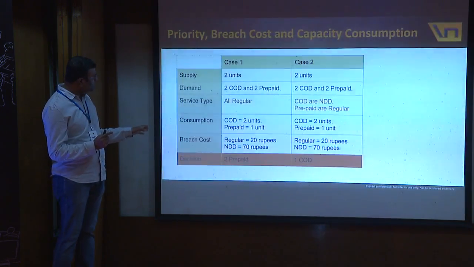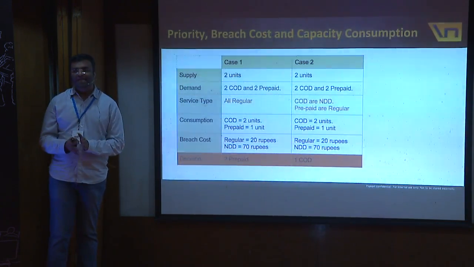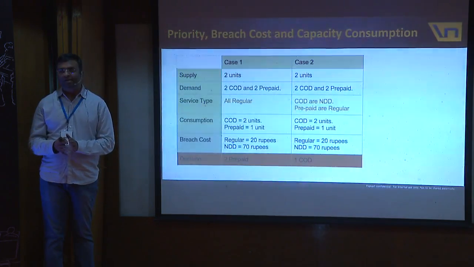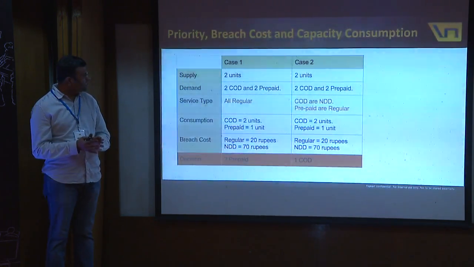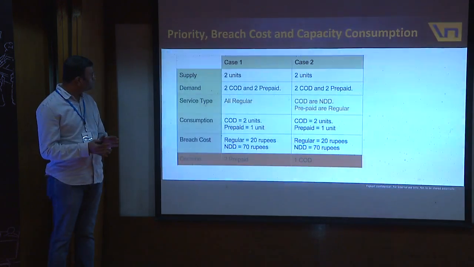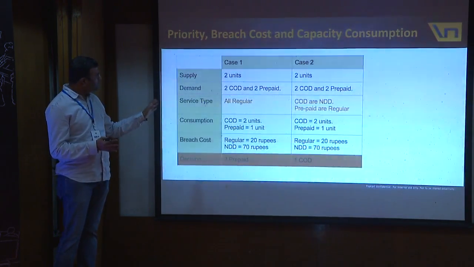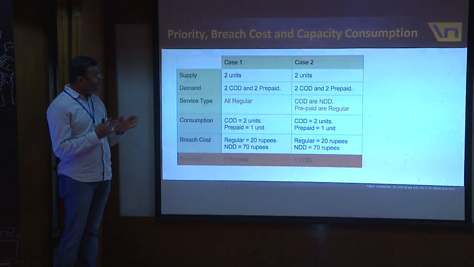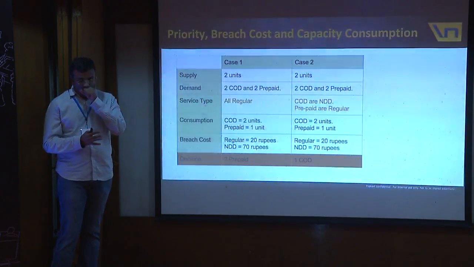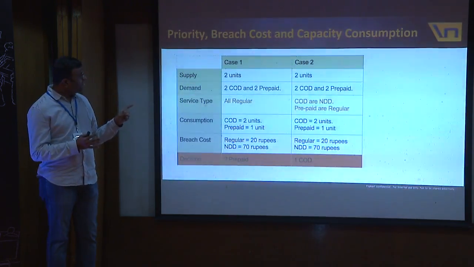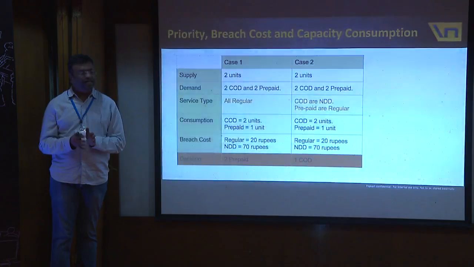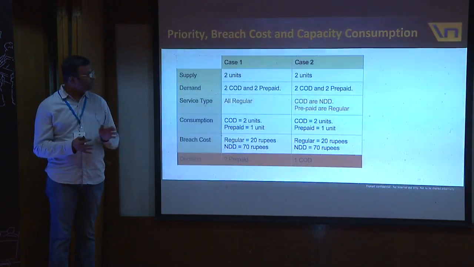In this case, the breach cost are the same in both the cases. If we breach a regular shipment, it's going to cost us 20 rupees. If we breach a NDD shipment, it's going to cost us 70 rupees. The only difference in these 2 cases are the service type. In case 1, all shipments are of type regular. In case 2, the COD shipments are NDD shipments, which is next day delivery, and prepaid are regular shipments.